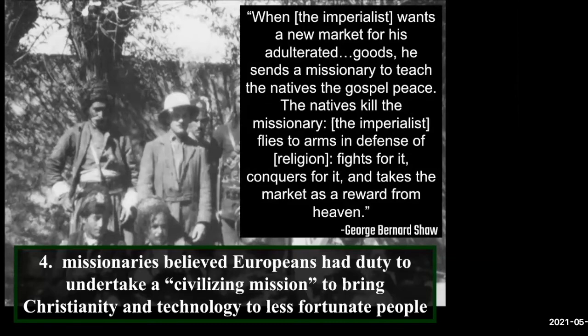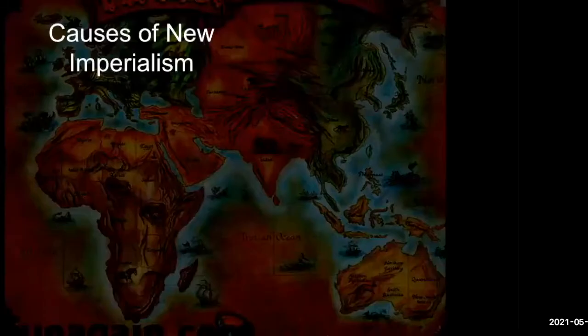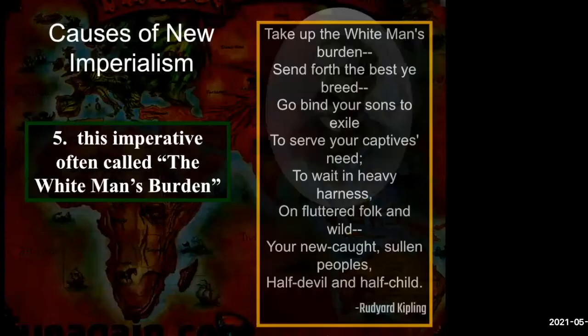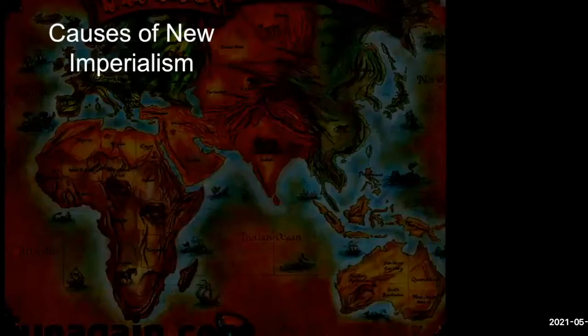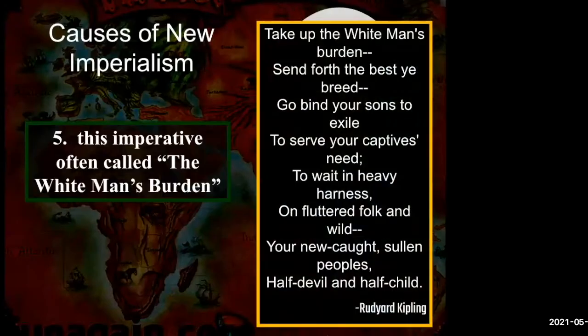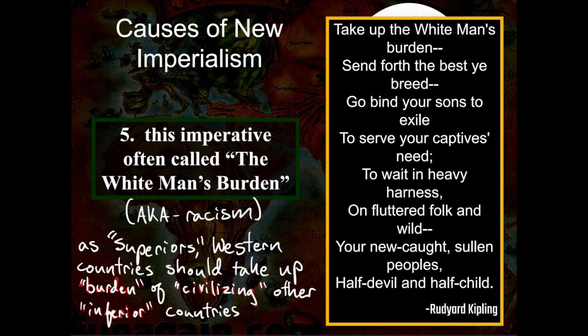This imperative to spread "superior" culture is known as the white man's burden. And that term comes from a poem by Rudyard Kipling. Okay, so this is one of those poems that you're probably going to see again sophomore year and again in junior year. Basically, it's racist ideology. The idea behind it is that as their "superiors," Western cultures or countries should take up the burden of civilizing other, inferior countries.